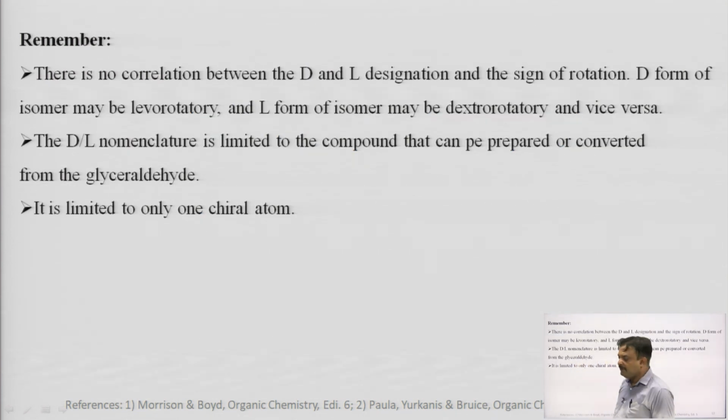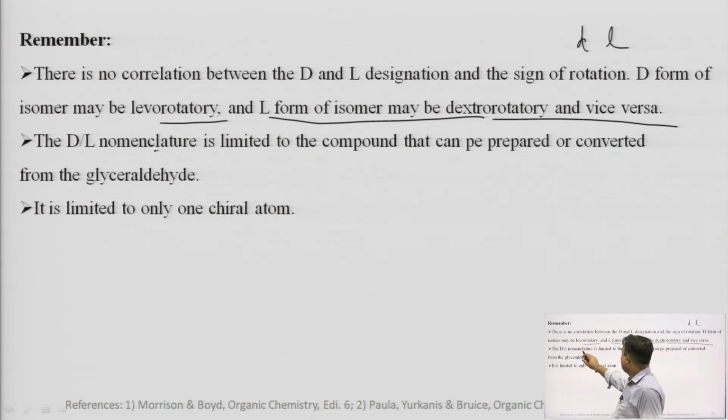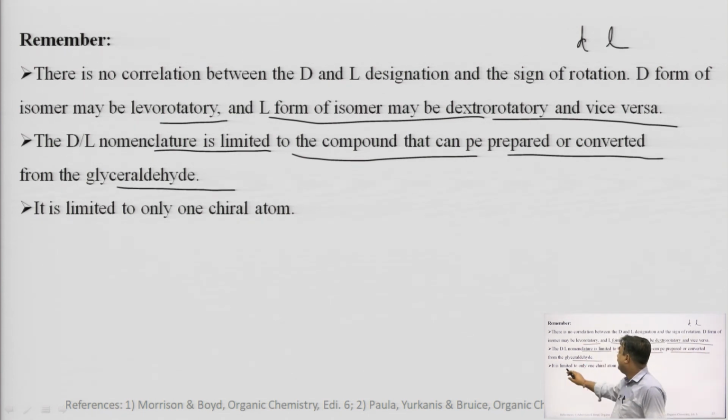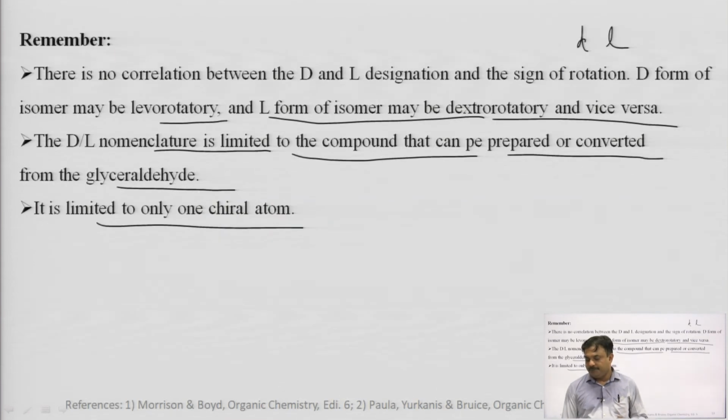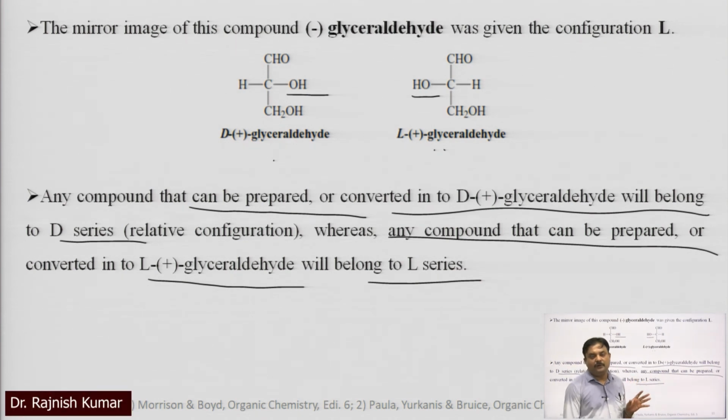Remember, there is no correlation between the DL designation and the sign of rotation, as I told you. A D form isomer may be levorotatory and an L form isomer may be dextrorotatory, and vice versa. The DL nomenclature is limited to compounds that can be prepared from or converted to glyceraldehyde. It is limited to only one chiral atom. So this is about the sequence rule and the relative and absolute configuration system.